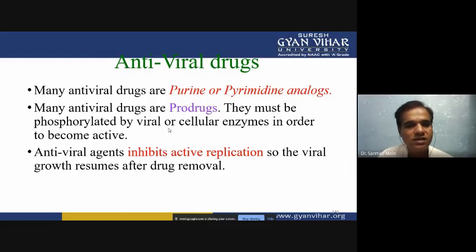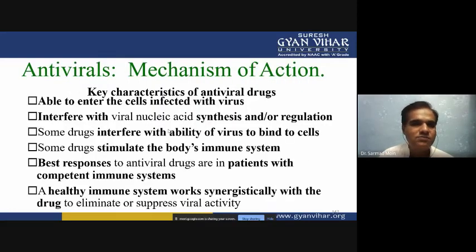So antiviral agents inhibit active replication, so the viral growth is halted. The main purpose of these antiviral drugs is to inhibit replication, so the viral infection will not spread in the body. Now, mechanism of action.